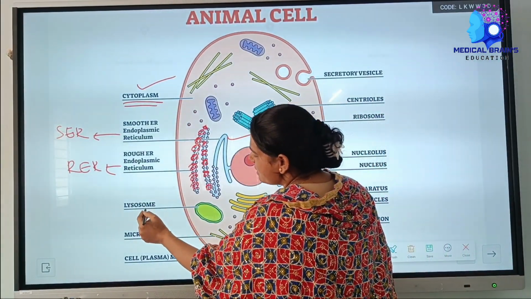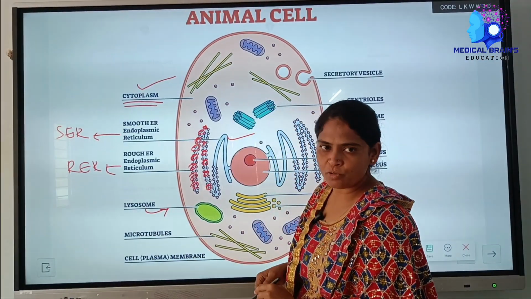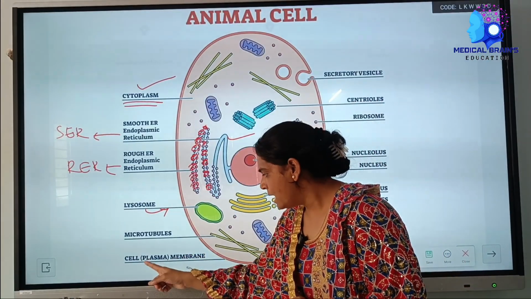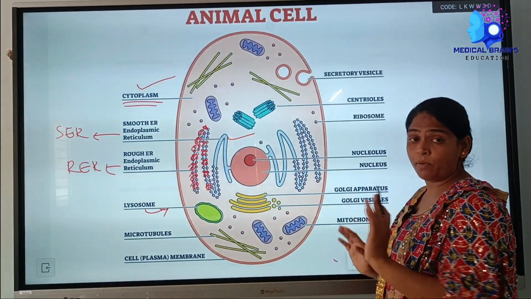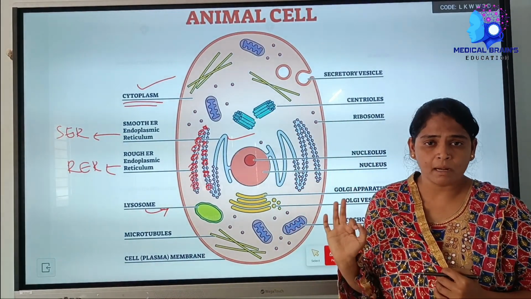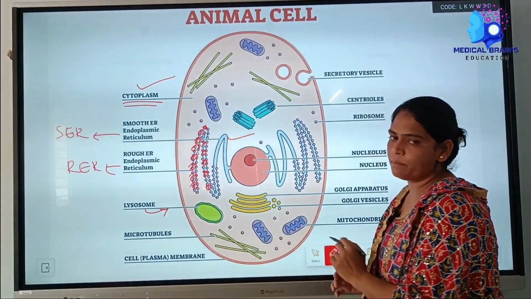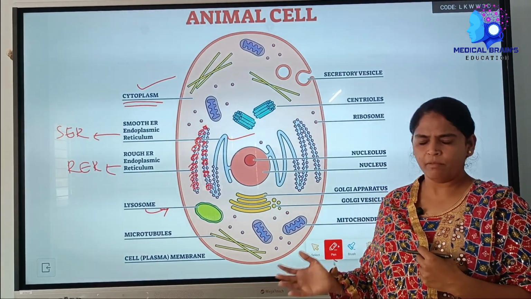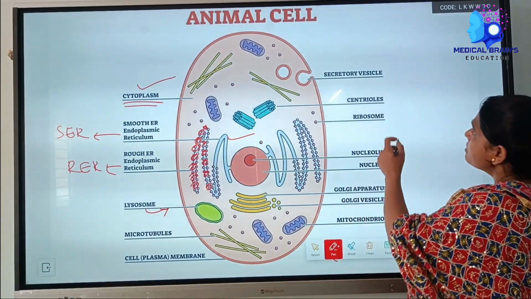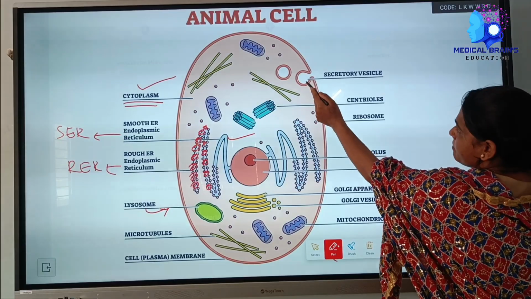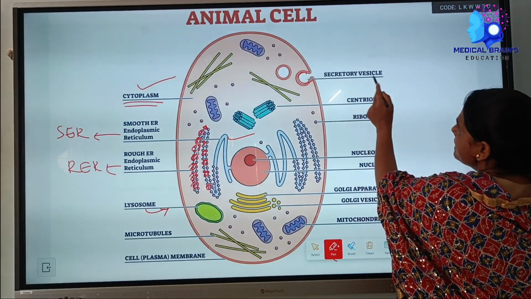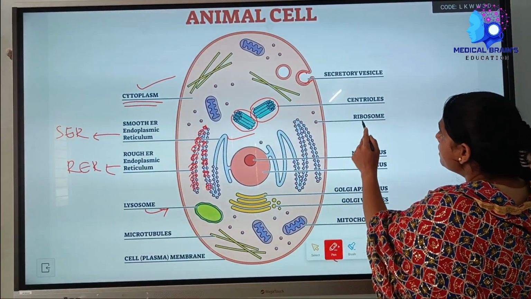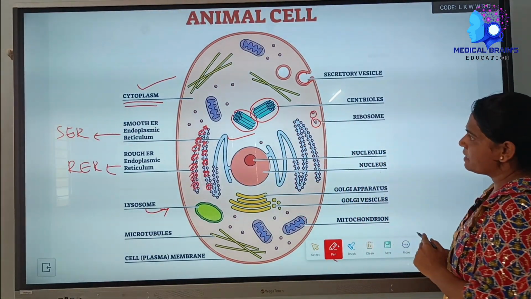After that, the suicide bags of the cell, lysosomes. After that, microtubules. After that, the cell plasma membrane, a very important, primary part of the cell. The plasma membrane is semi-permeable. We will discuss it later. Next, secretory vesicles. You can see that these are the secretory vesicles. Next, centrioles. These are the centrioles. These are the ribosomes, bead-like structures.